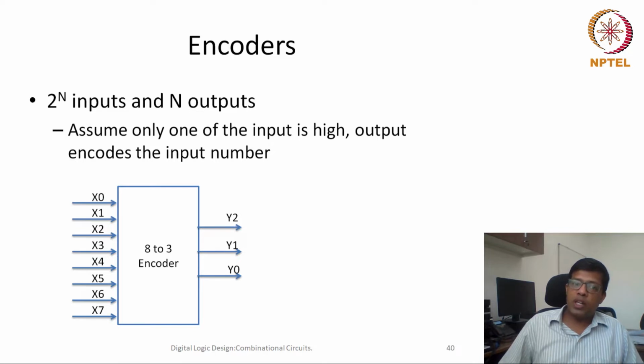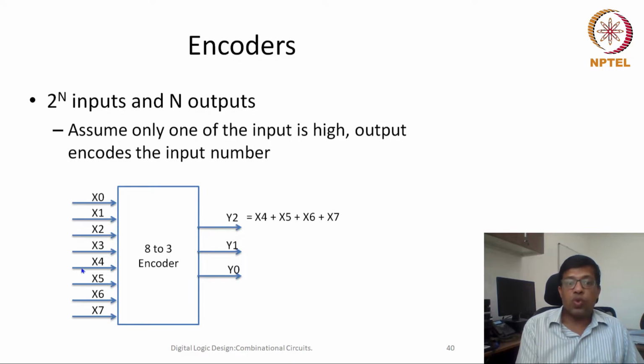Because only one of them is 1 at one time, when would y2 be 1? y2 would be 1 when x4, x5, x6 or x7, any of them, is 1. Then I can say that yes, my y2 would be 1. I can keep this equation like this, because the assumption is that all of them cannot be 1 at the same time. Only one of them would be 1.